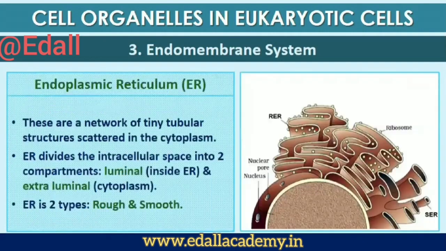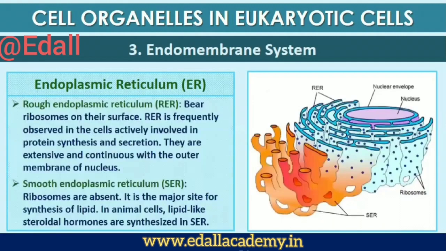8.5.3.1 The endoplasmic reticulum. Electron microscopic studies of eukaryotic cells reveal the presence of a network or reticulum of tiny tubular structures scattered in the cytoplasm that is called the endoplasmic reticulum. The ER divides the intracellular space into two distinct compartments, that is, luminal (inside) and extraluminal (cytoplasm) compartments. The ER often shows ribosomes attached to its outer surface. The endoplasmic reticulum bearing ribosomes on its surface is called rough endoplasmic reticulum. In the absence of ribosomes they appear smooth and are called smooth endoplasmic reticulum. RER is frequently observed in the cells actively involved in protein synthesis and secretion.